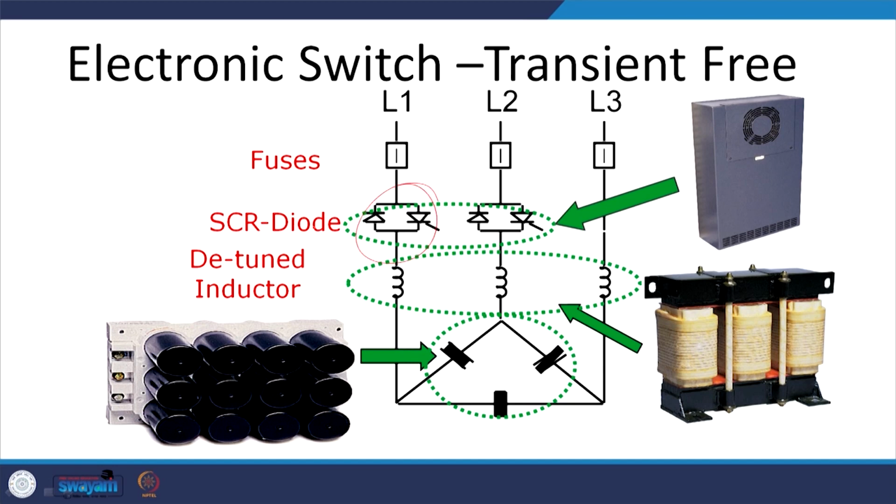So, this is the way to put it, the electronic transient free. Ultimately, you have thyristors that will turn on and turn off, thyristor and diode combinations, and you have an inductor and a capacitor bank. This is for electronic switch transient free operation. I request the students to refer to my FACTS devices course. These entities are discussed in detail.